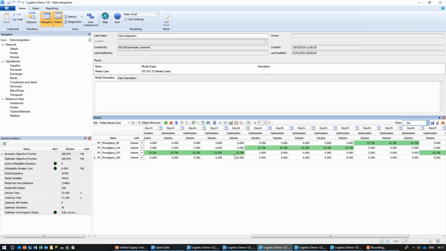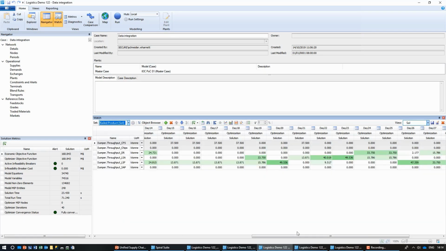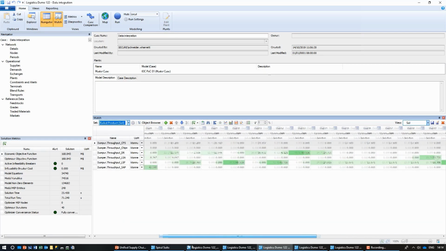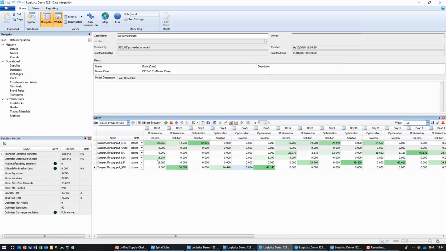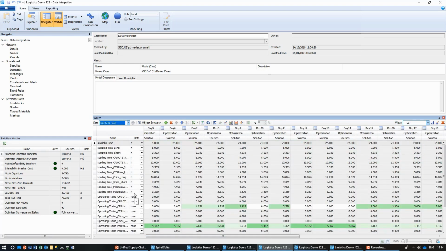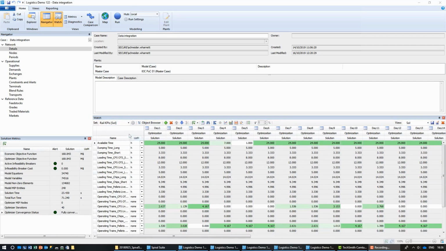Other areas we can look at are the rail product, where we can see the tons being railed each day. You can see that typically more than one product may be loaded on a given day. There are other rail KPIs as well, such as the loading time for various components. And finally, we've got the number of operating drivers and locos. There are certain constraints on these which can't be exceeded.